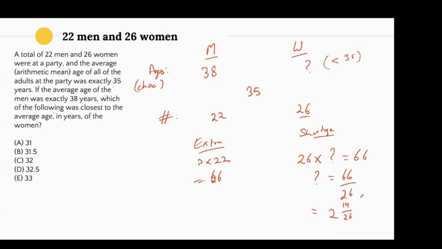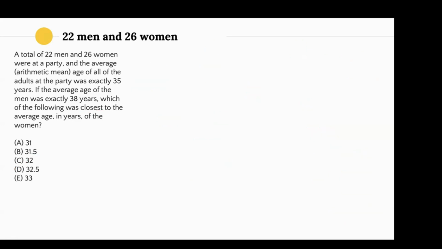Now, if you look at it, 14 by 26 is very close to 13 by 26, which would be exactly half. So this number also is roughly half. Remember, the question is asking which of the following is closest to the average age. 13 by 26 would have been exactly half. This would be slightly more than half. Anyway, the only two options with decimals are exactly 0.5, so I'm not too bothered by that. Now this is the shortage, 35 minus 2.5. I get 32.5. That's the answer. All right, so that's this question.